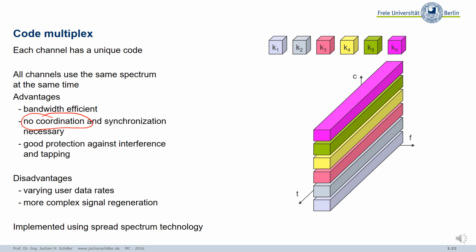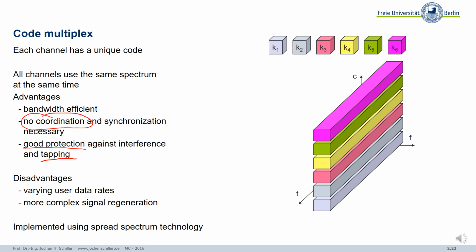You don't need this here. And there's a big advantage, as we will see. It's a good protection against tapping. So if you do not know the special code, it's like talking in a foreign language. If you don't know the language, you do not receive anything. This sounds like noise. You will not understand anything. So that's the idea. Disadvantages, we also will come to disadvantages.